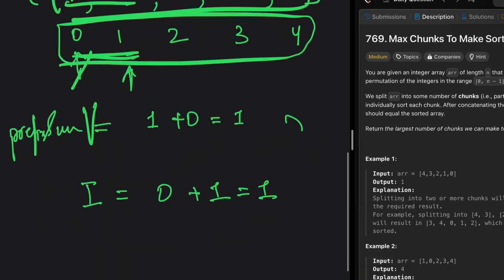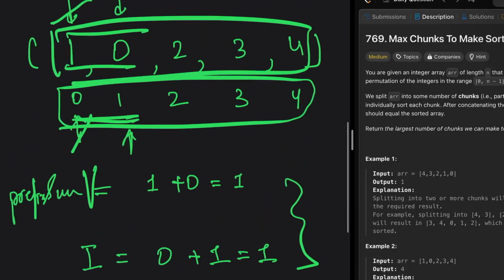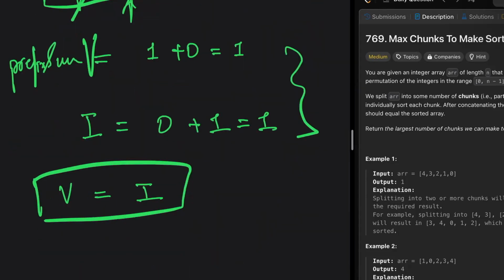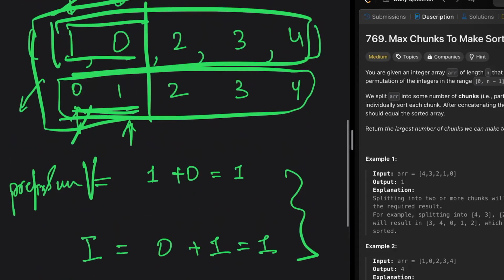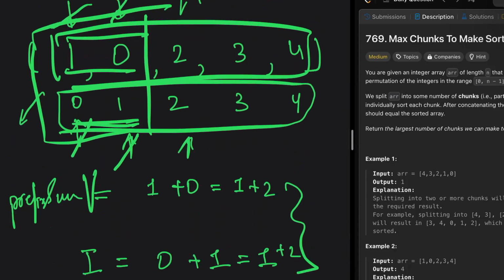So here if you see, once the prefix sum of value is equal to the prefix sum of index, we know that we can actually divide this into one chunk, right? So that means that we have one chunk. Then moving to the next, we have 2. So 1 plus 2, 1 plus 2, which is 3 and equal. So which means that we can divide into another chunk again.